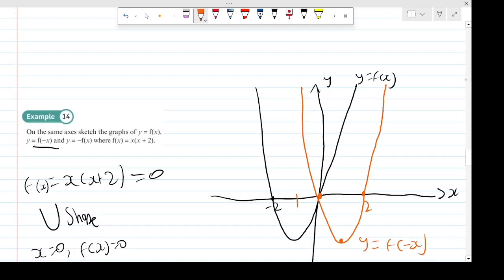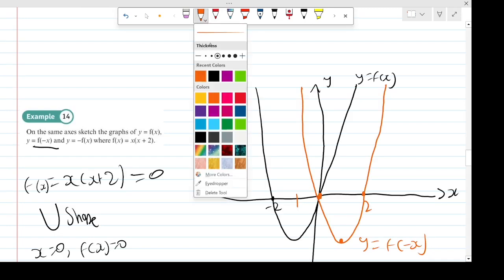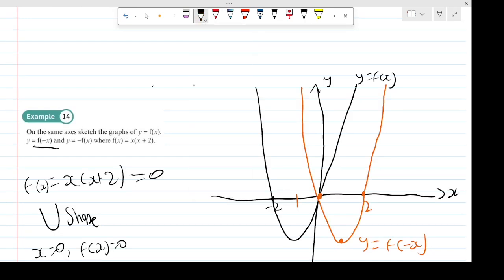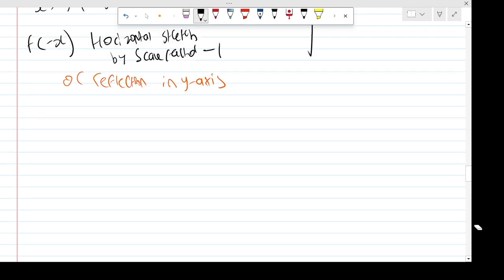Cool. Then the other curve it wants us to sketch is minus f of x. Well, that's going to be a vertical stretch, because the minus is acting outside the function, so it affects the y values, and the y-axis acts vertically up. So it's a vertical stretch, which means it affects the y values by scale factor.